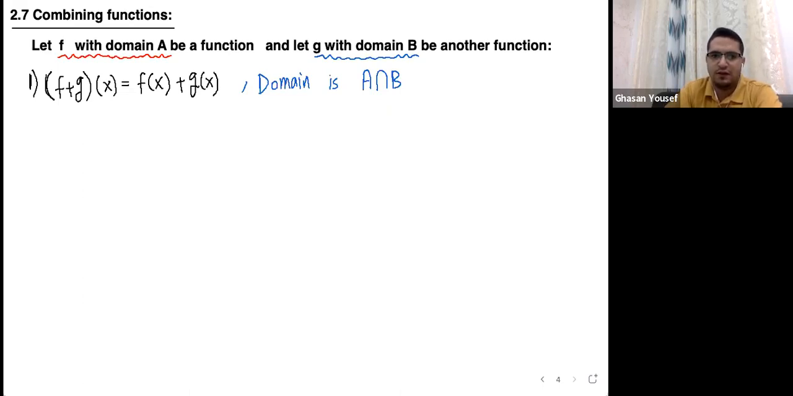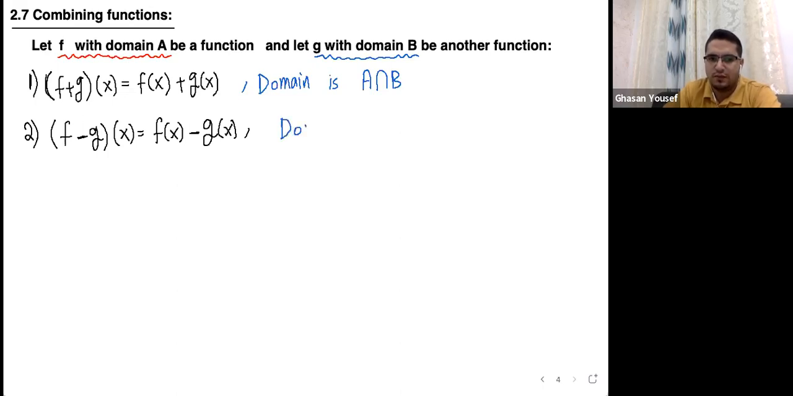Second rule, number two, the difference between the two functions f and g. So I can define (f minus g)(x). This is going to be f of x minus g of x. And again, the domain is the same thing. The domain of the difference between the two functions is the intersection A intersect B.